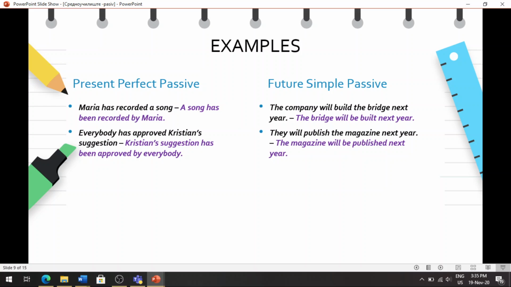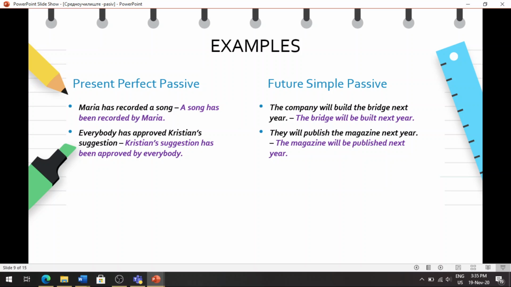Everybody has approved Christian's suggestion. Christian's suggestion has been approved by everybody. For future simple passive: the company will build the bridge next year. And in passive form: the bridge will be built next year. And the last example: they will publish the magazine next year. And the passive form is: the magazine will be published next year.